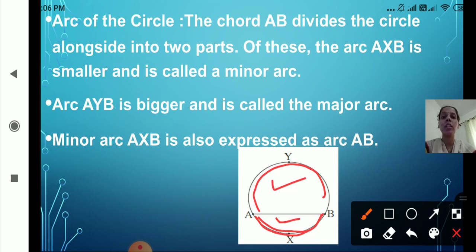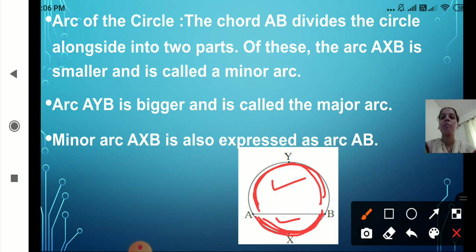So chord AB divides circle into two parts. Then we'll get here two arcs, one is smaller arc and one is bigger arc. The smaller arc is called as minor arc and the bigger arc is called as major arc. So which is the major arc here? Arc AYB is the major arc and arc AXB is the minor arc. Minor arc AXB is also expressed as arc AB. Okay, hope you are clear with this.